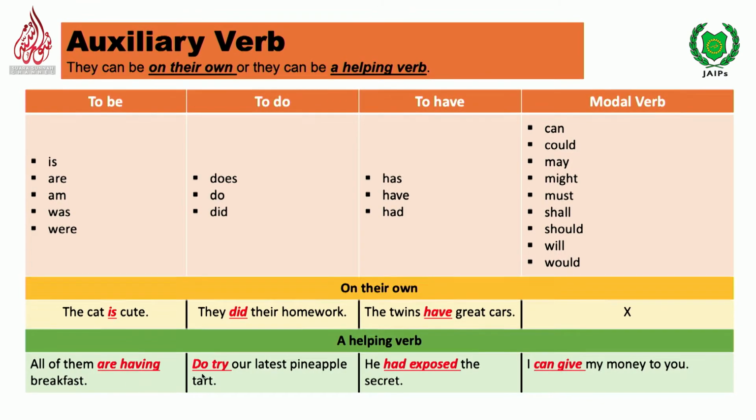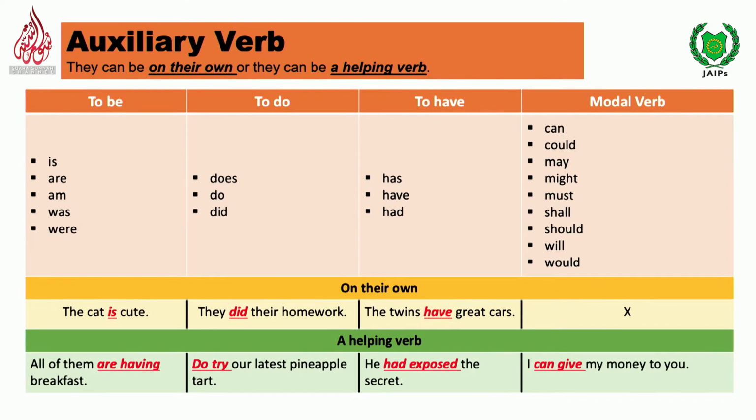We go to the next one. Do try our latest pineapple tart. Here, "do" is the helping verb and "try" is the main verb. Let us proceed with number 3. He had exposed the secret. "Had" is the helping verb and "exposed" is the main verb here. And then, I can give my money to you. So "can" is the helping verb and "give" is the main verb.